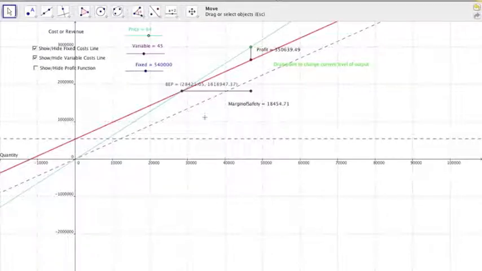Moving on to the break-even point, which is right here. The break-even point is the coordinate on the break-even graph, which has an x-coordinate and a y-coordinate. The x-coordinate is the break-even quantity, while the y-coordinate is the break-even revenue. The break-even point is generally the point where gain equals loss.